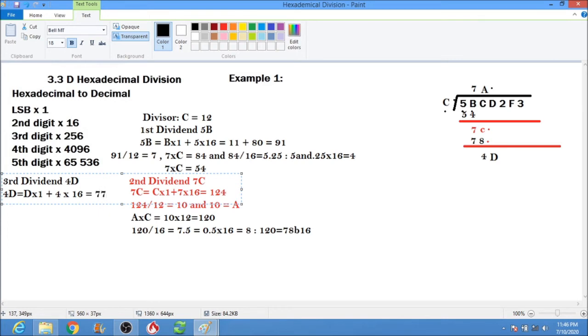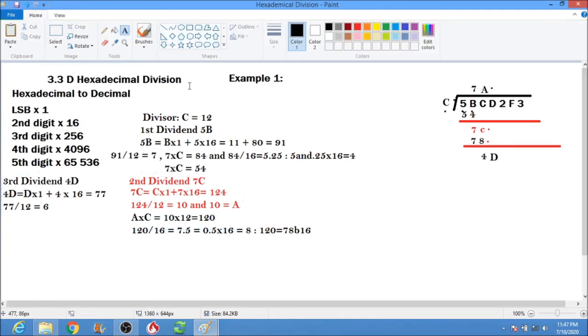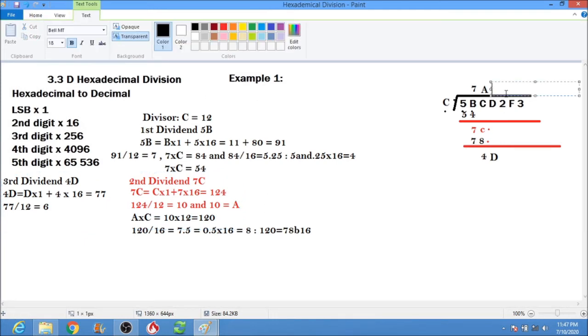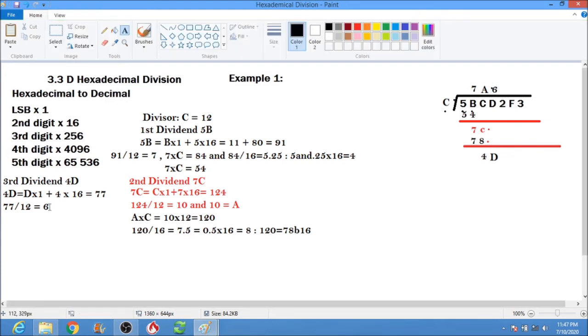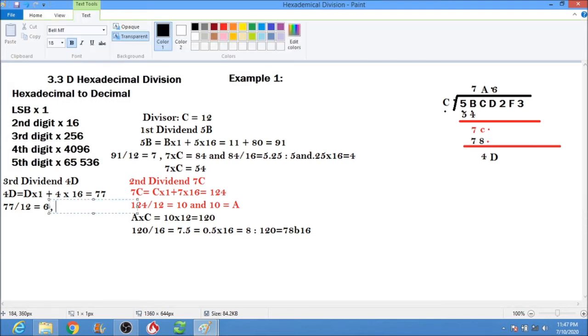So we have 77, and then 77 divided by 12 is 6. The answer is 6. So above letter D we write 6. Then 6 times C. That will be equal to 6 times 12.